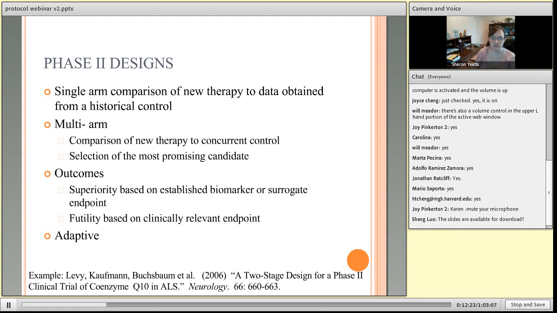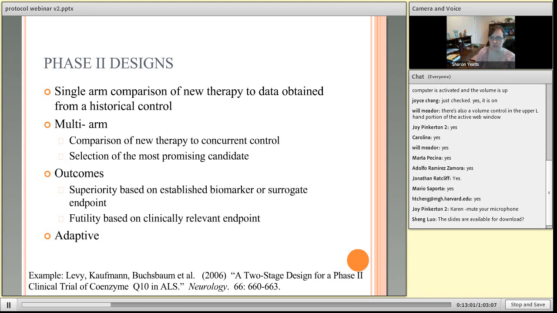Probably the simplest phase 2 design is a single-arm study of your new therapy, and the results of that new therapy are then compared to the data obtained from a historical control. Okay, there are problems with comparing a new therapy to a historical control. If care practices have changed over the last however many years, if the measurement of the outcome has changed in recent years, then the historical control data you have access to may no longer be relevant for the current patient population, and that might lead you to make incorrect conclusions.